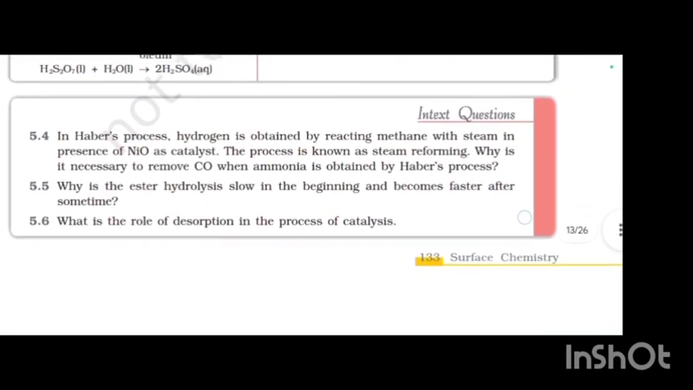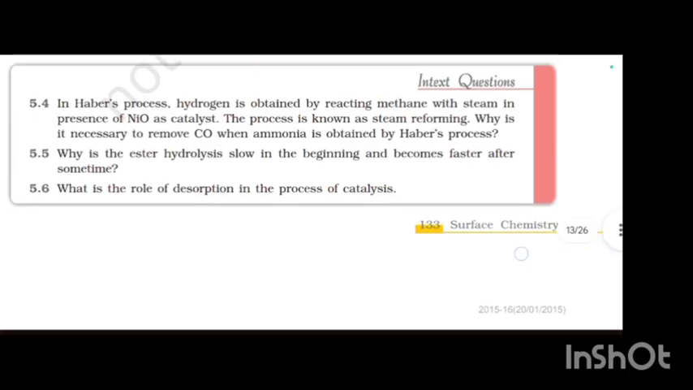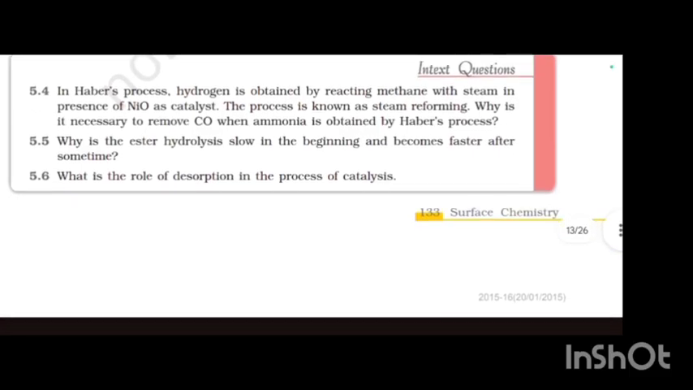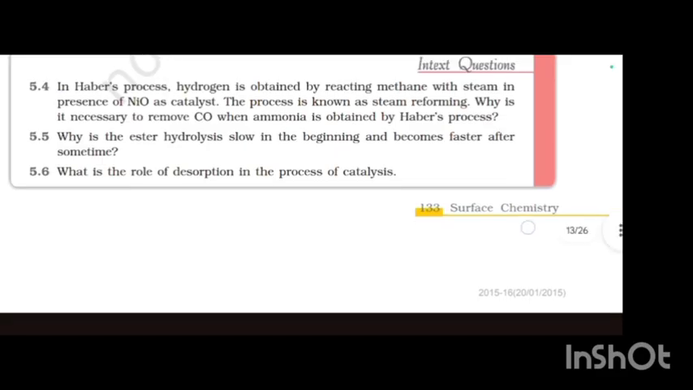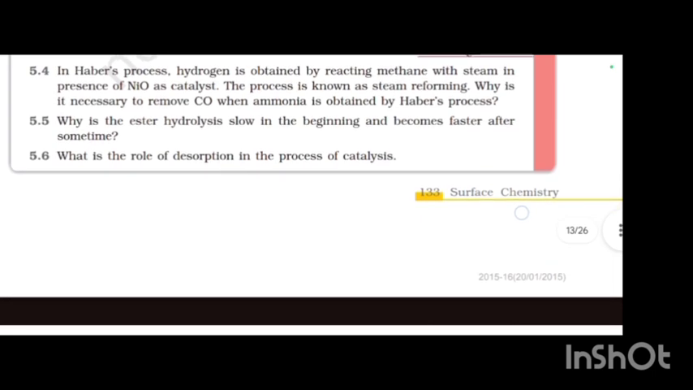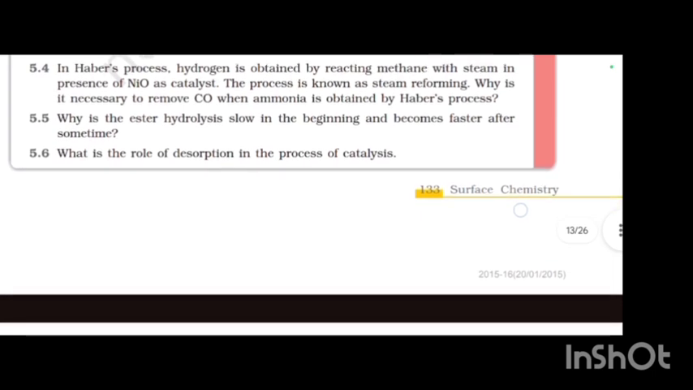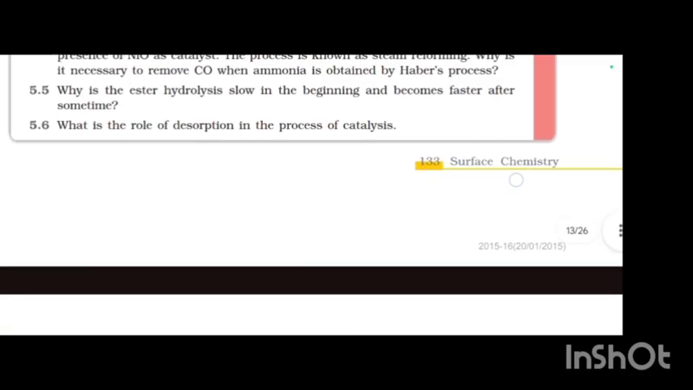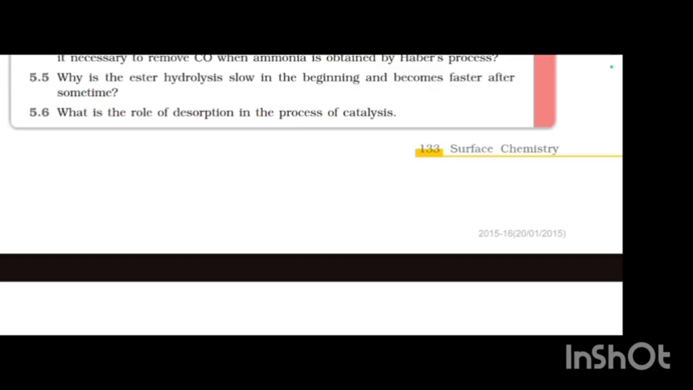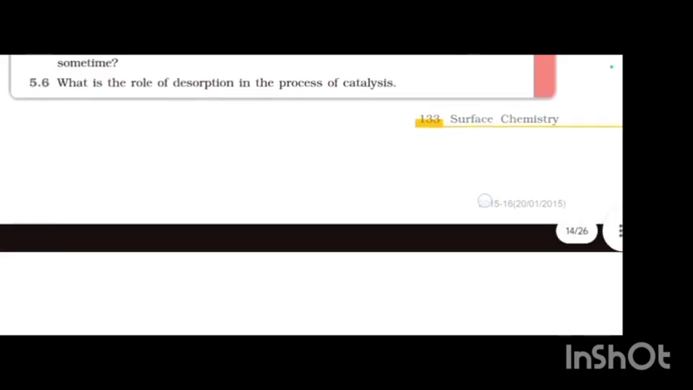In-text questions. 5.4: In Haber's process, hydrogen is obtained by reacting methane with steam in presence of NiO as catalyst. The process is known as steam reforming. Why is it necessary to remove CO when ammonia is obtained by Haber's process? 5.5: Why is the ester hydrolysis slow in the beginning and becomes faster after some time? 5.6: What is the role of desorption in the process of catalysis?